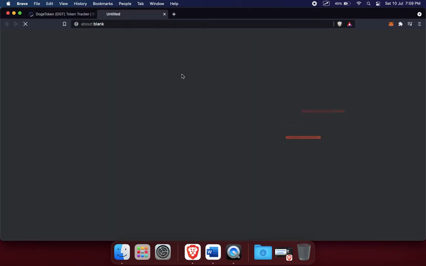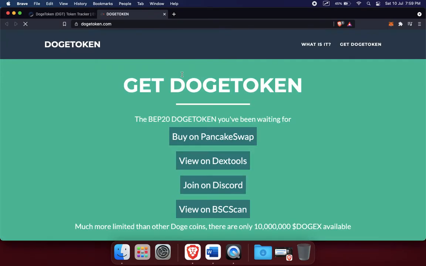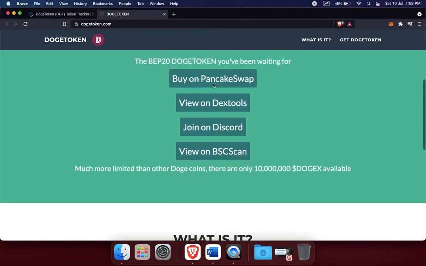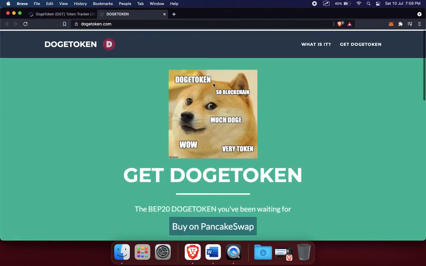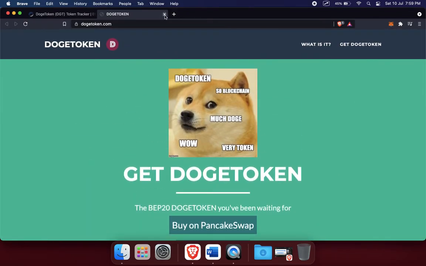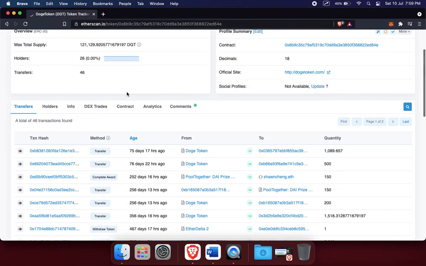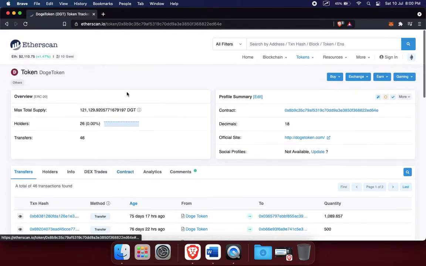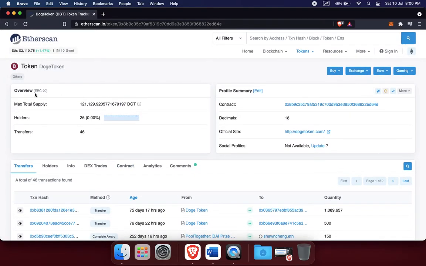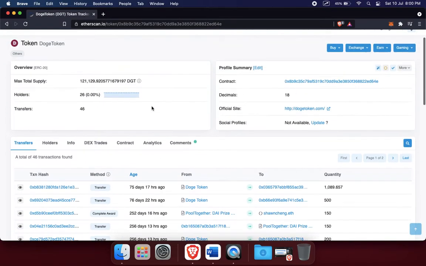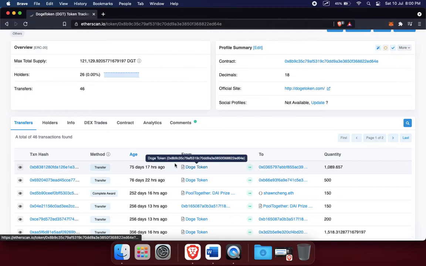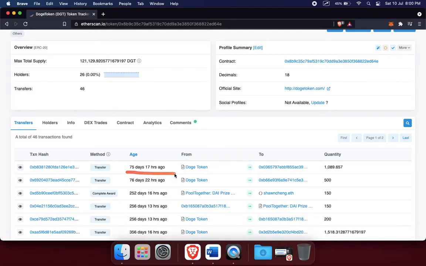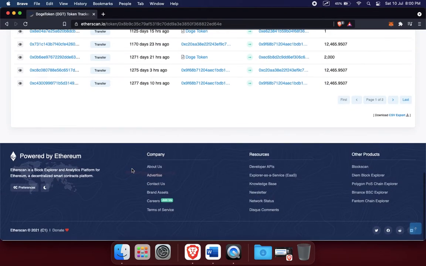Official site, let's look at the official site just for fun. Doge token, okay, yeah. So if you look at a site like this, honestly, it's not useful in the least. Okay, it's actually on BSC. Is it on BSC? It says ERC20. Could be wrong. Anyway, it functions the same way. You can see the last transfer was 75 days ago, but basically no activity, right?